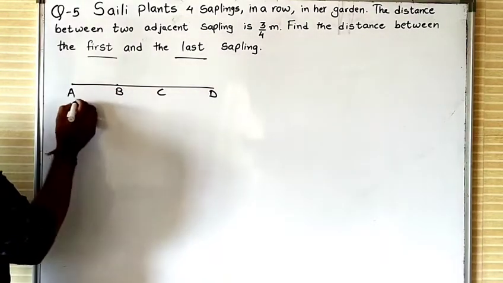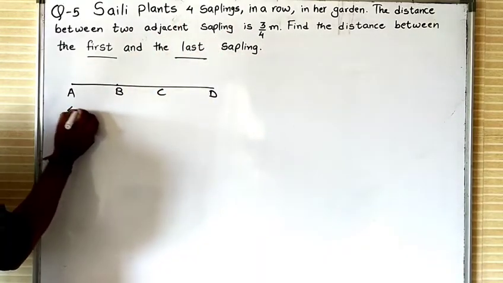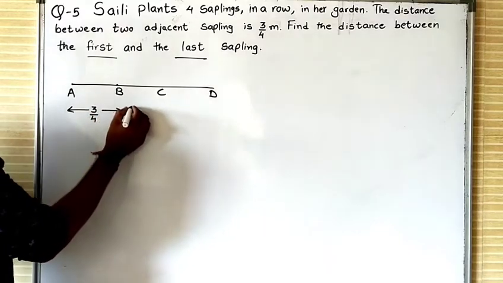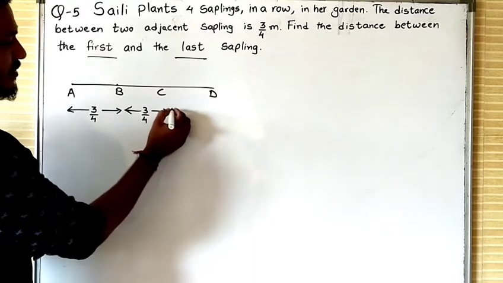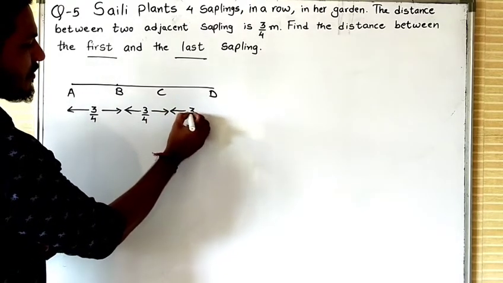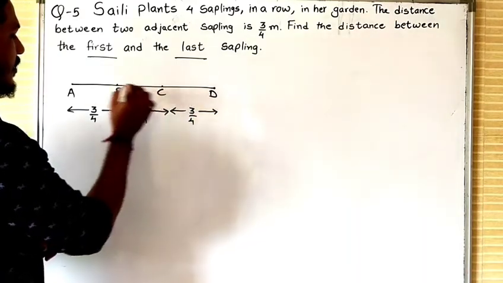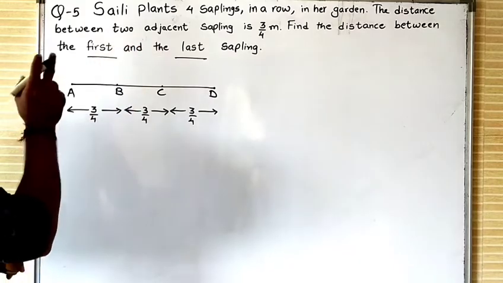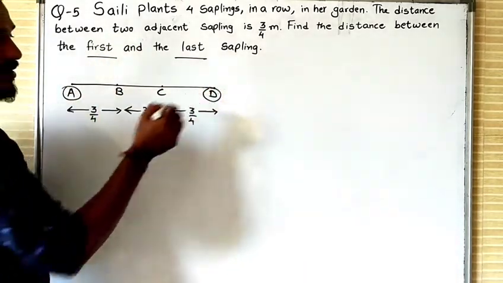Now the distance between each sapling is 3/4 meter. So from sapling A to sapling B, the distance is 3/4 meter. Sapling B to sapling C is 3/4 meter. Sapling C to sapling D is 3/4 meter. Now find the distance between first and the last sapling. We need to find the distance from sapling A to sapling D.